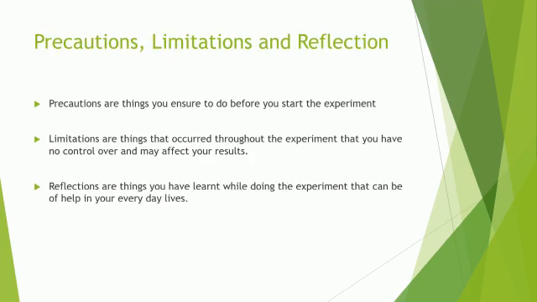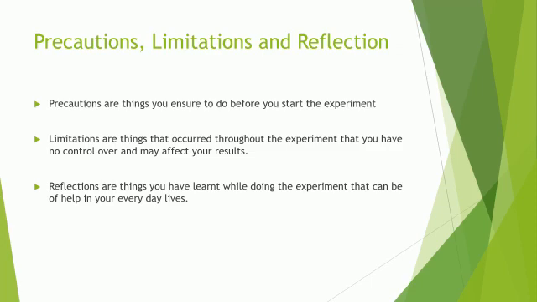Precautions, limitations, and reflections. So precautions are things you ensure to do before you start the experiment. So for example, you would ensure that your equipment is working, you would ensure that it's clean, and so forth. Limitations are things that occurred during experiments that you have no control over and may affect your results.